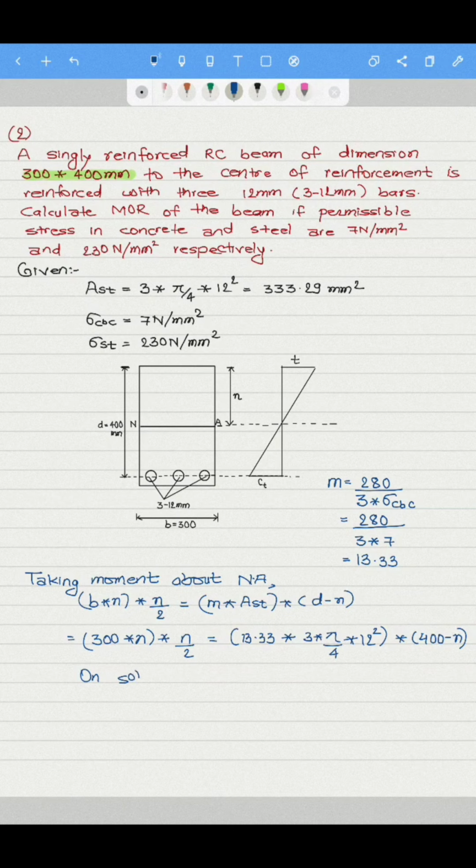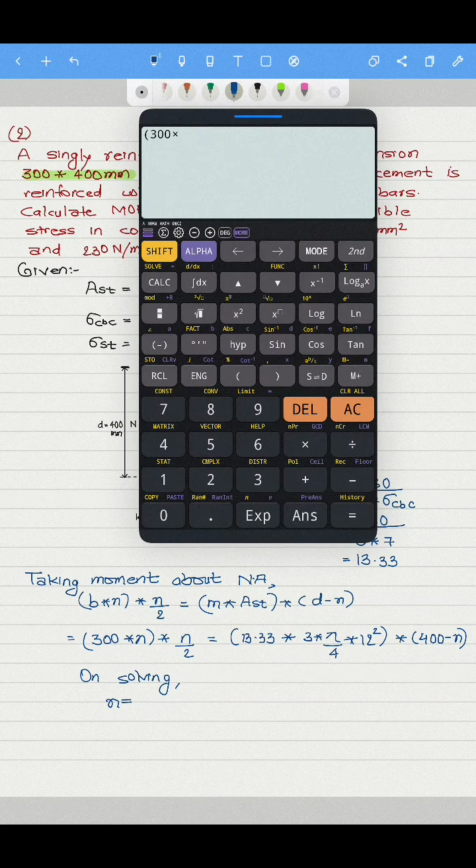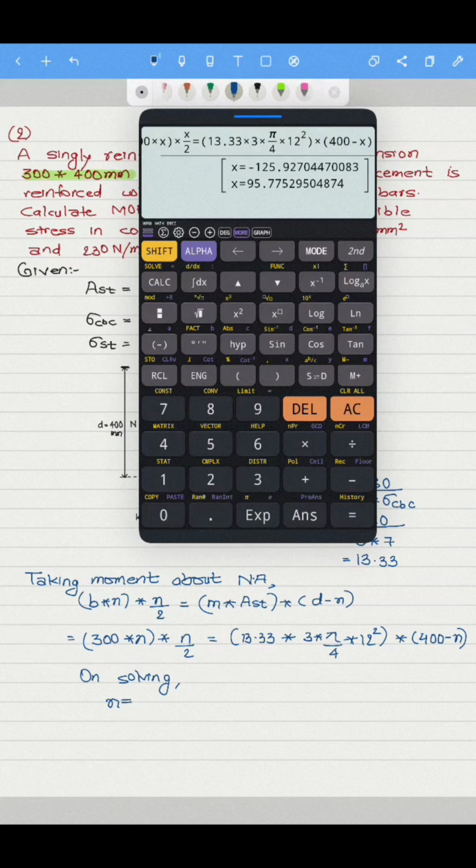So on solving this, we can find the value of N. The value obtained here is N equals 95.775 mm.